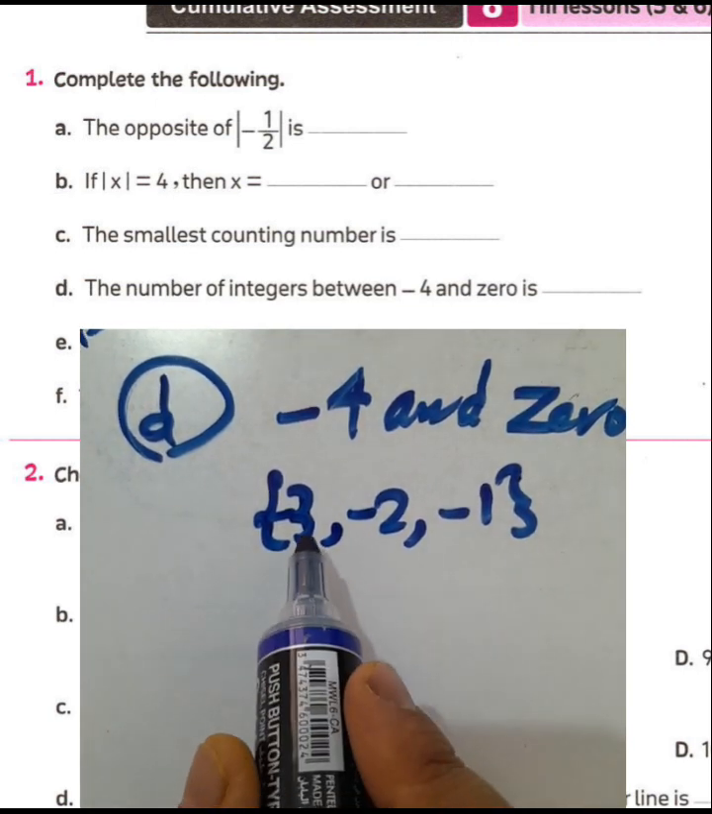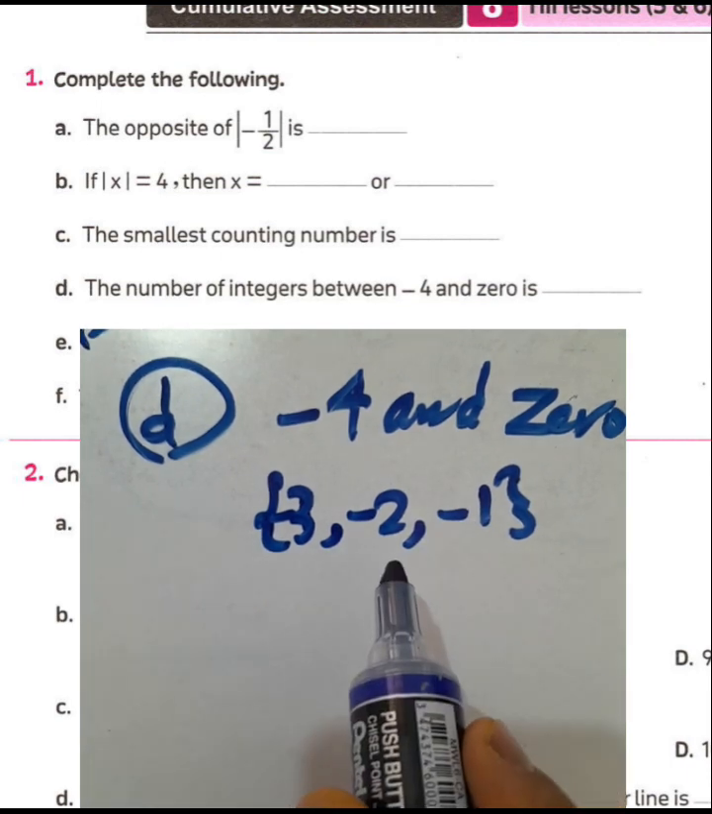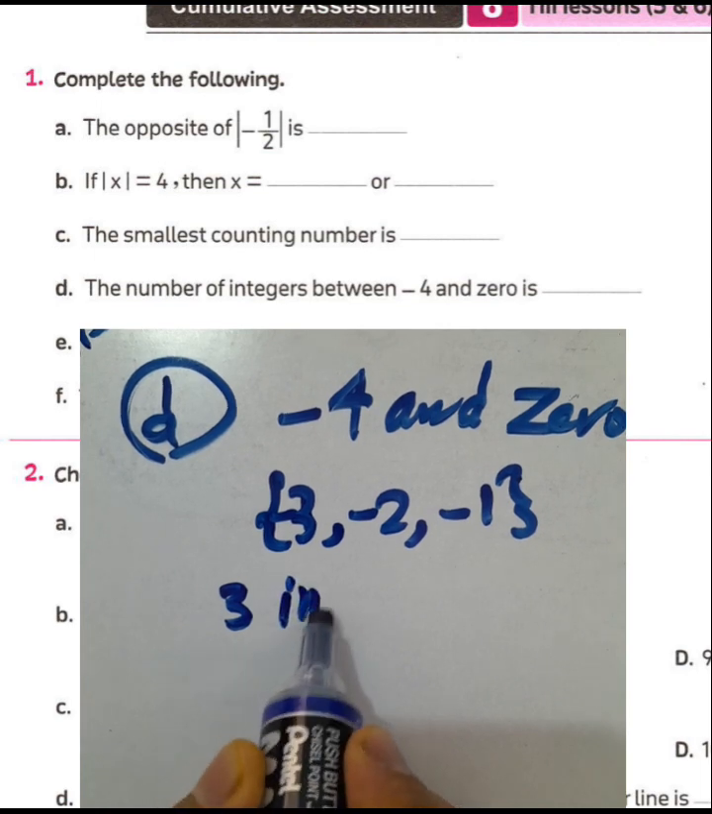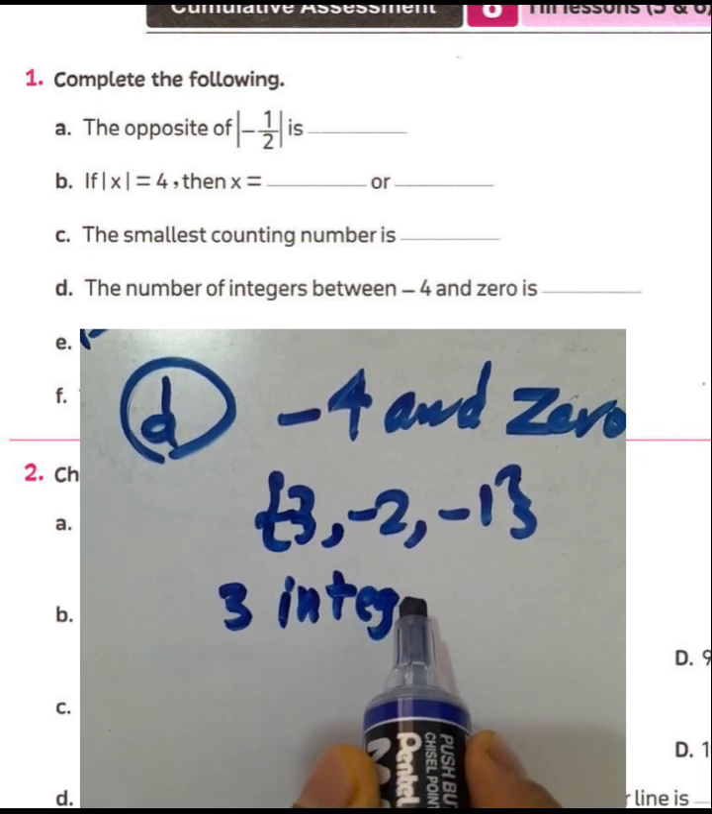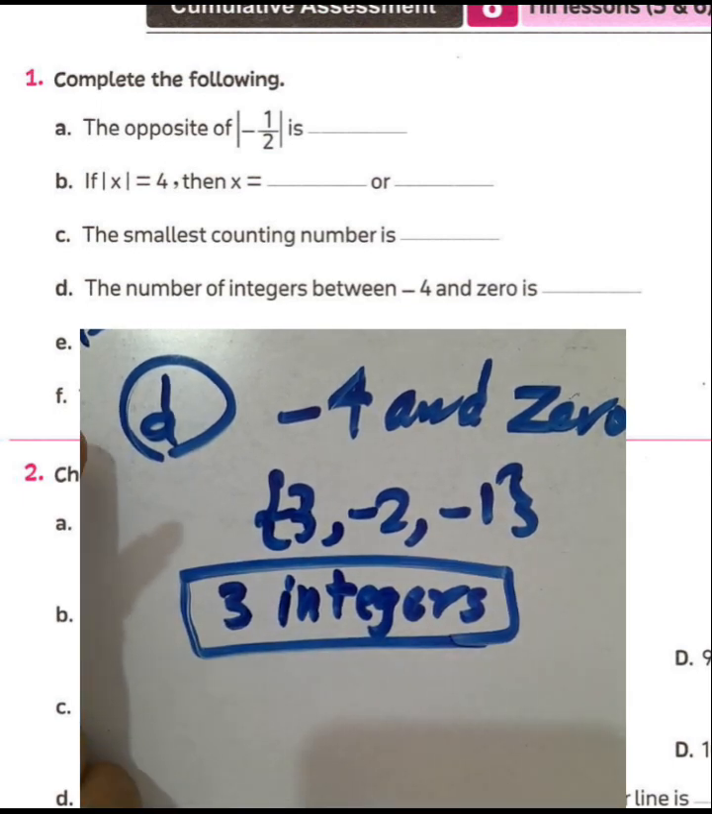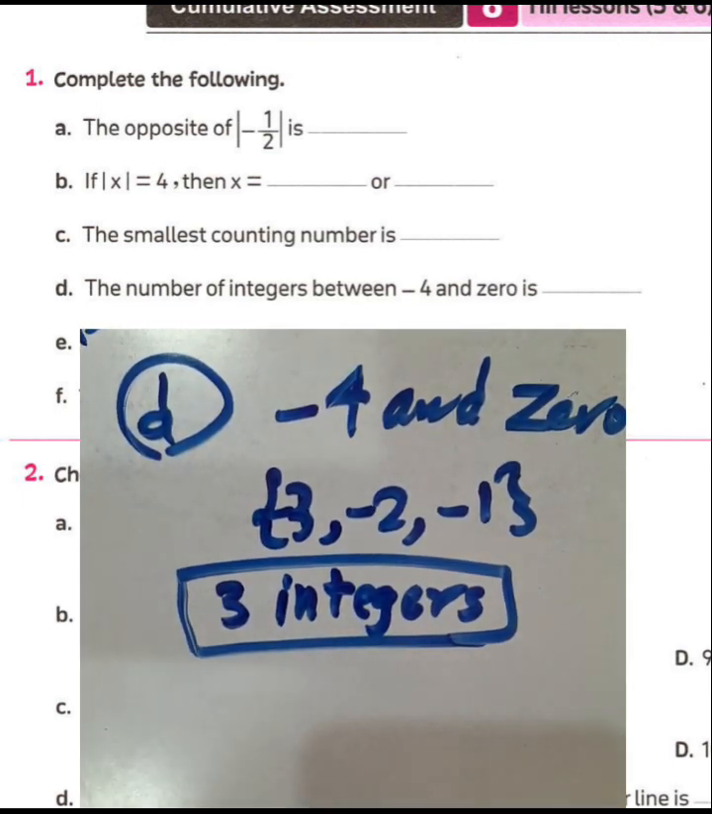It is 3. Count with me: 1, 2, 3. The result will be what? 3 integers. The result will be 3 integers. That is the result for question letter D. Understood?